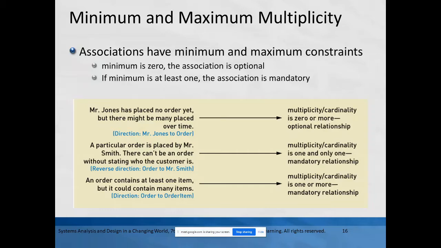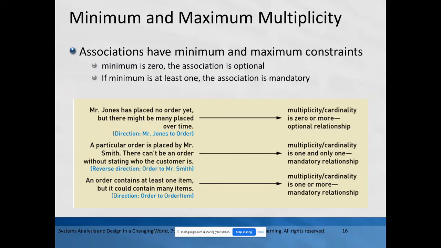Within UML, there is a minimum and maximum multiplicity that you would have to determine. For example, with a customer and order, is it possible to have a customer that hasn't placed any orders yet? In most cases, yeah, that's possible. You have maybe a customer that's registered, and they just haven't bought anything yet. In that case, the minimum would be 0.